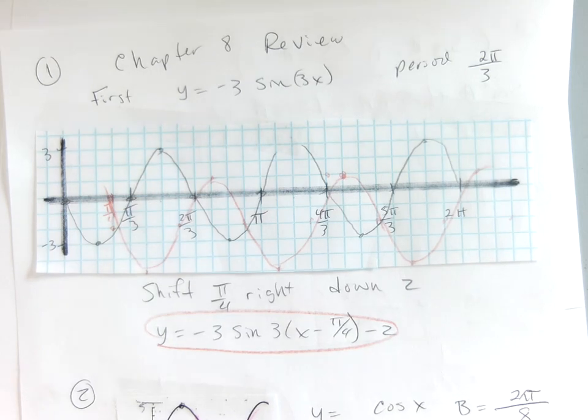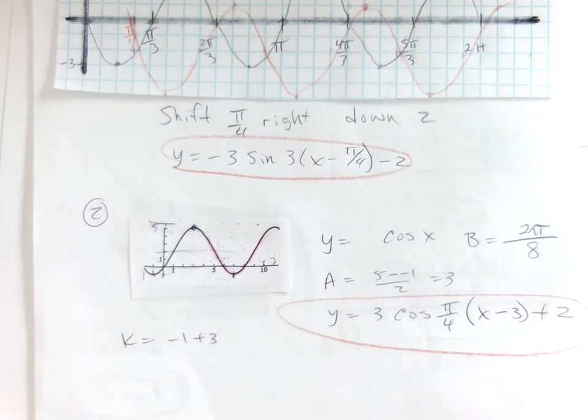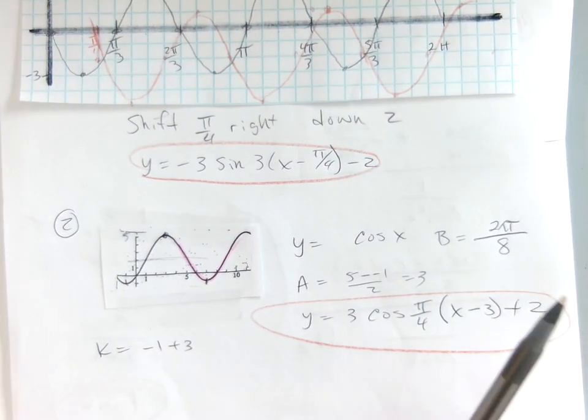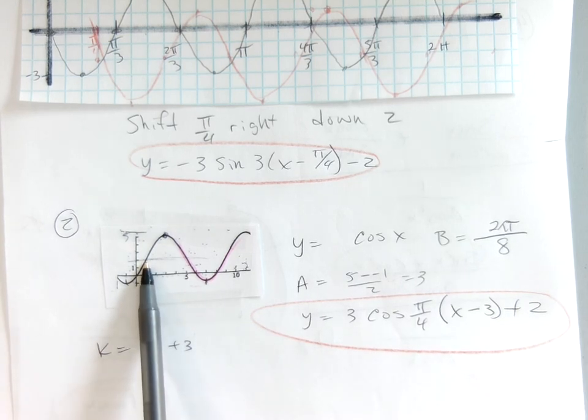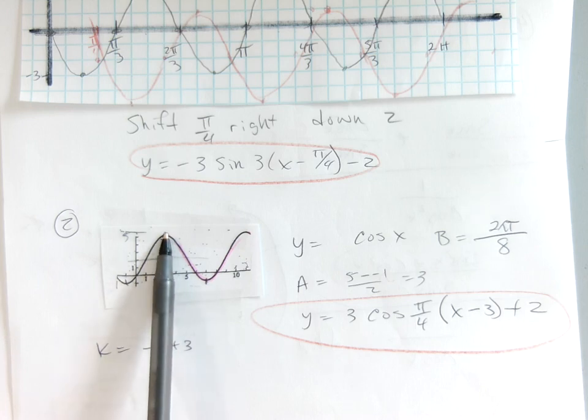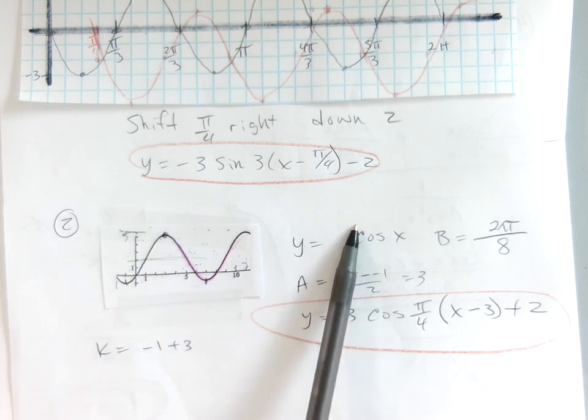Okay, there it is. Okay, number 2, I want to find the equation of this curve. Well, I could probably call it a sine if I started here, but I'm not sure where that is. So I really want to start here. I call it a cosine because I can find the maximum the easiest. So I went with cosine.